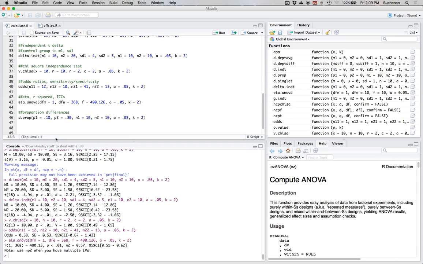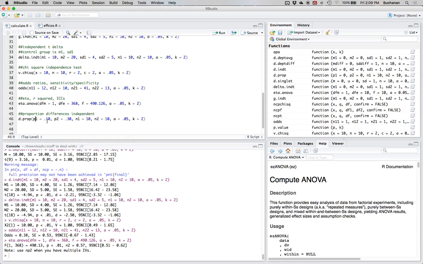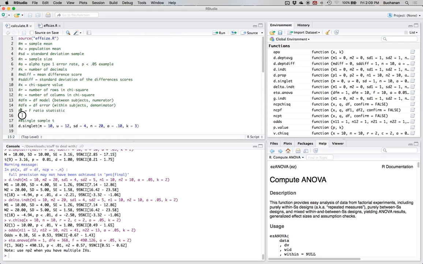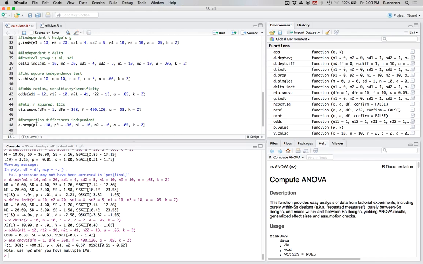All right, last one I have is sort of like a prop test or proportions test. This is for independent proportions. Dependent proportions is a little bit trickier. So right now all I have is independent proportions. Be sure you list P1 and P2 as proportions and not percents, or it will have a cow at you. So we're going to list those as proportions. Proportion 1, proportion 2, number of people in group 1, number of people in group 2, alpha, and decimals.